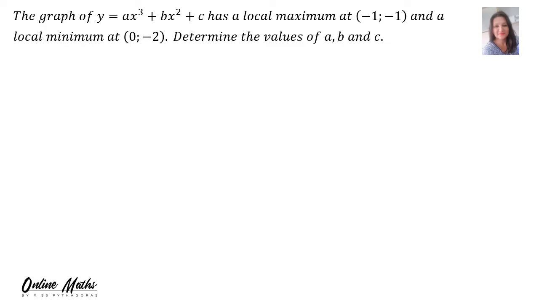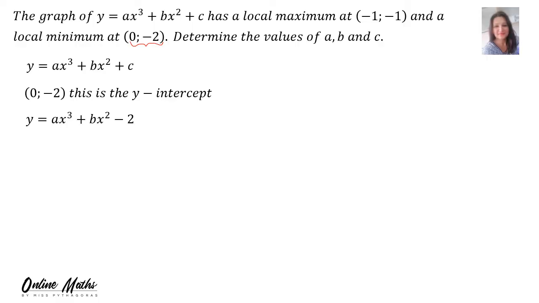Now first of all, let's zoom in on this point (0, -2). Although they say that it's a local minimum, we also know that that point is a y-intercept since x is equal to 0. Therefore, in c's place, we can substitute -2.